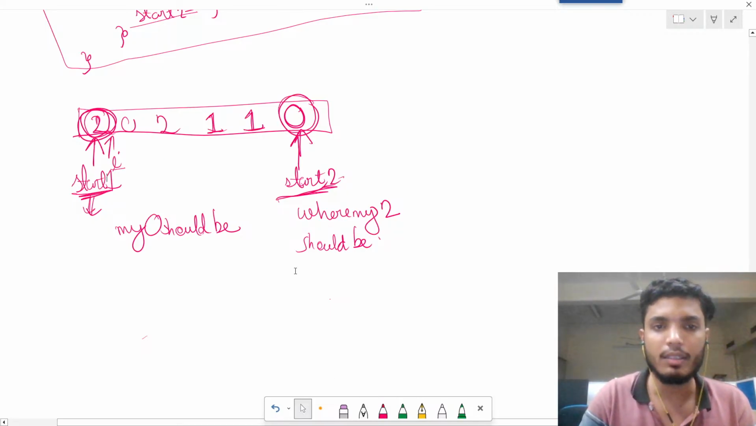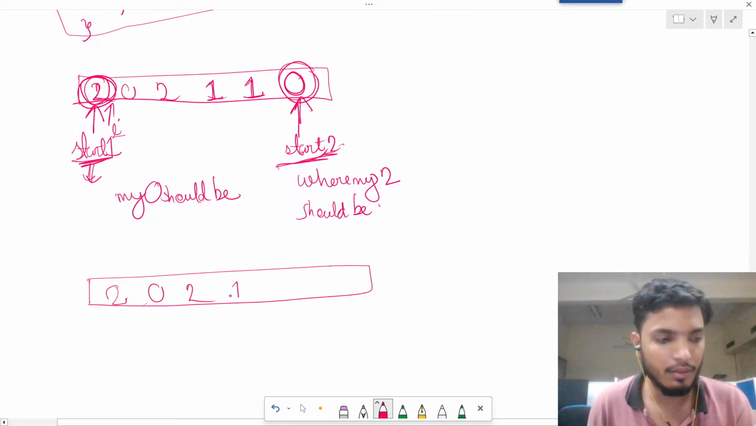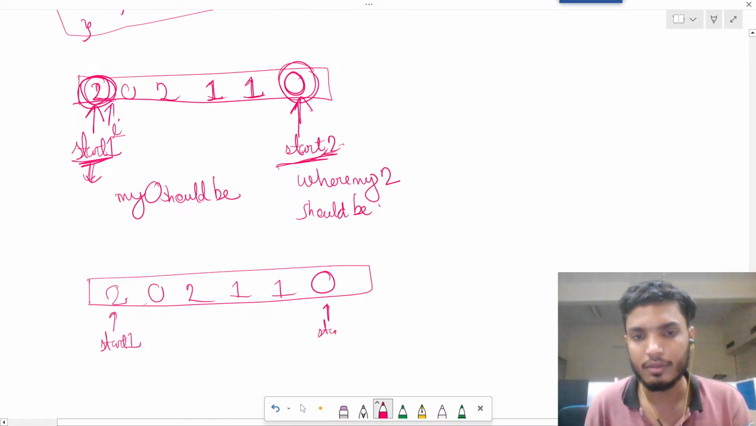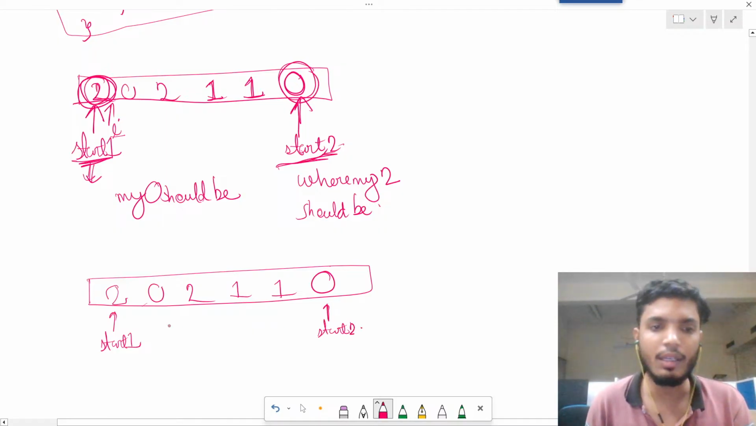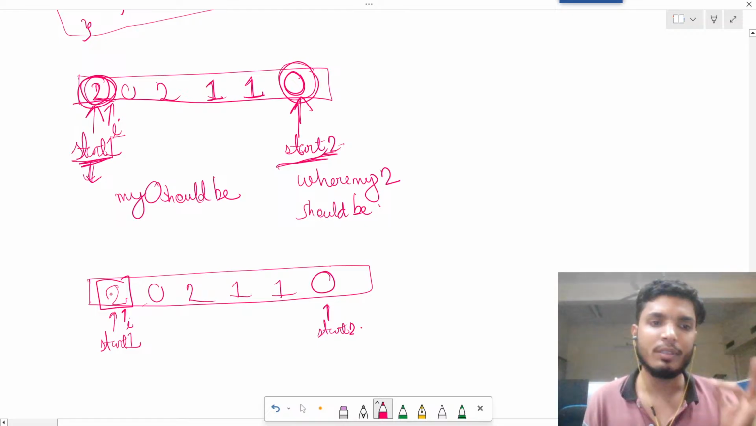So what will happen, again let's check here. It is 2 0 2 1 1 and 0. My start 1 is at this position, my start 2 was at this position, okay, and my I is at this position. So what is this element? This element is 2. So where will I put this 2? I will put this 2 in the start 2 point.